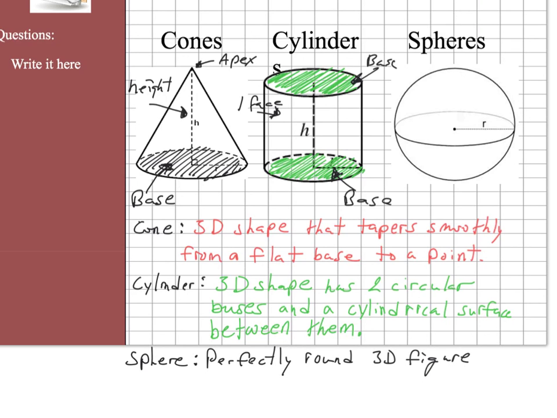For spheres, spheres do not have what's called a lateral surface. So no lateral surface. Okay? No lateral surface. A cylinder has a lateral surface. A cone has a lateral surface. Right? But a sphere does not.